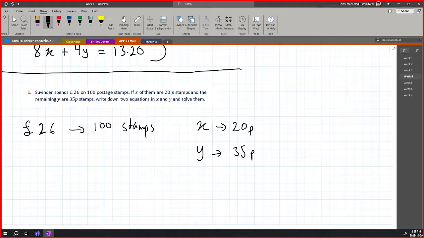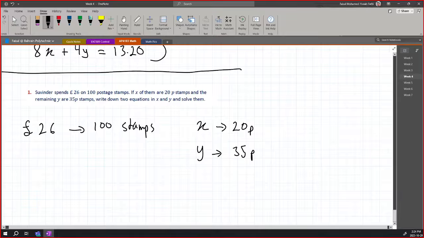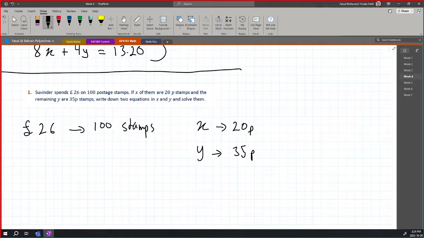No, it will not be 26x equal 100. Watch the solution with me so you understand. The total price of the 100 stamps was 26, but some stamps are more expensive than the other stamps. For example, some of the stamps are 20 pence, and some other stamps are 35 pence. That's why we cannot do 26x equal 100 directly. We have to see how many of each stamp was bought so that the total will equal 26.